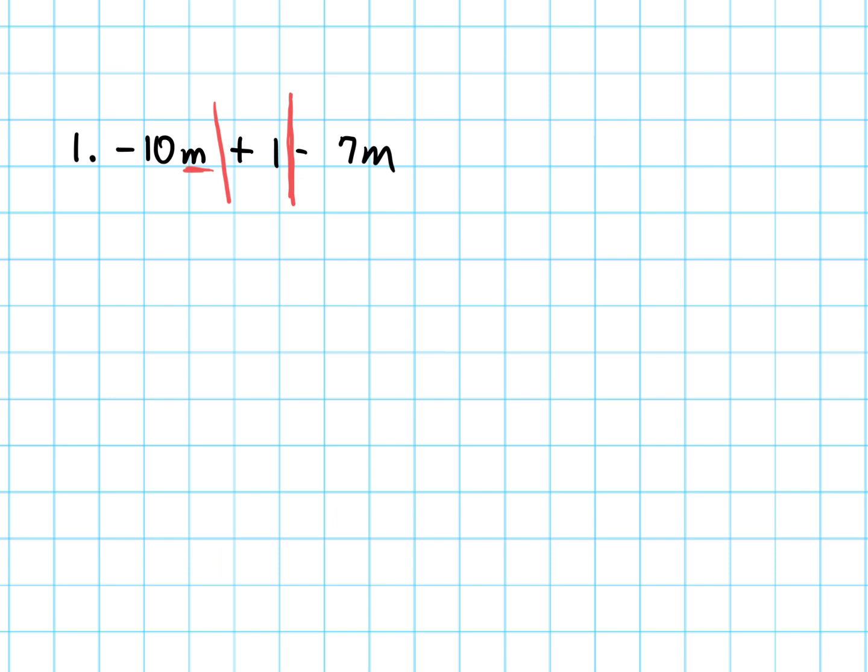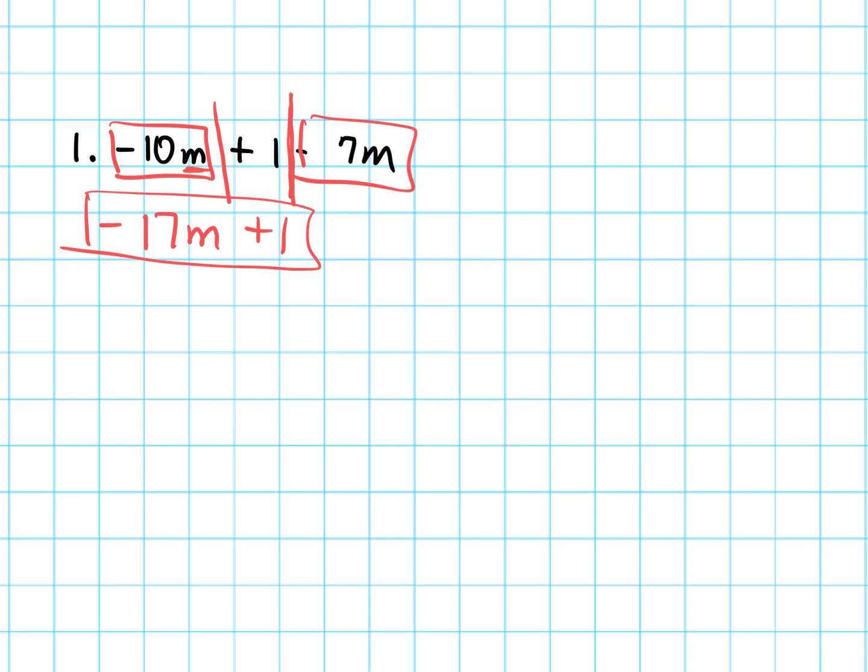So in this case, we have negative 10m, positive 1, and negative 7m. Our like terms are negative 10m and negative 7m. And when you combine them, we get negative 17m plus 1. And that is the answer here.